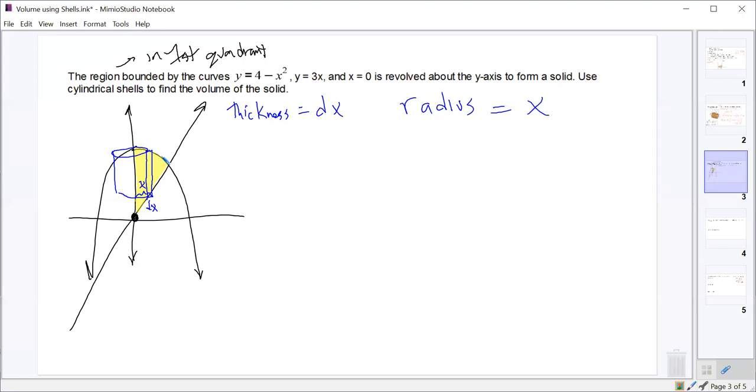Then we need to find the height, right? And that is our height. Well, how do we find the height in terms of x? 4 minus x squared minus 3x? Exactly, right? We just look at the upper bound of our region. The upper bound of our region is always 4 minus x squared. The lower bound of our region is always 3x. So the difference between them would be the height, which would be 4 minus x squared, the upper one, minus 3x, the lower one. Everybody good with that being the height?